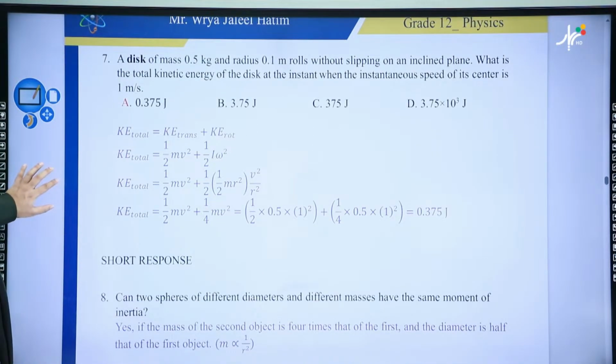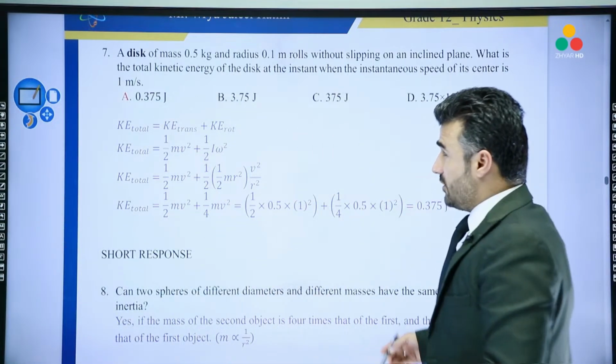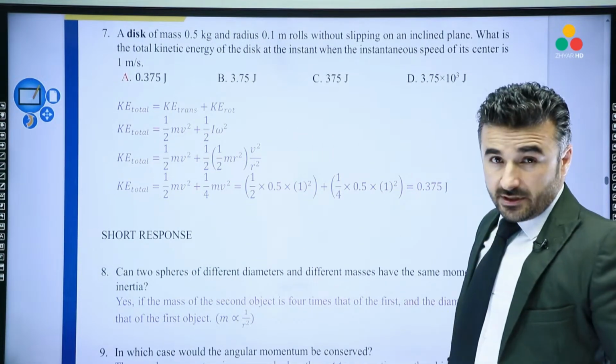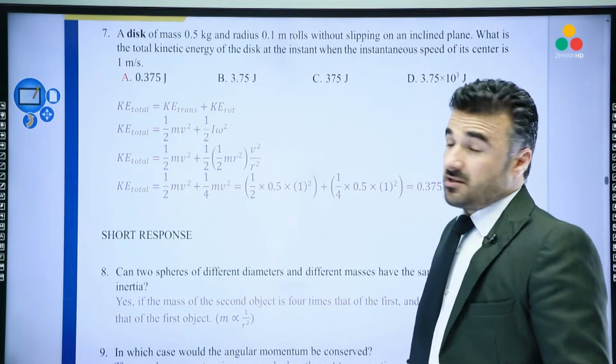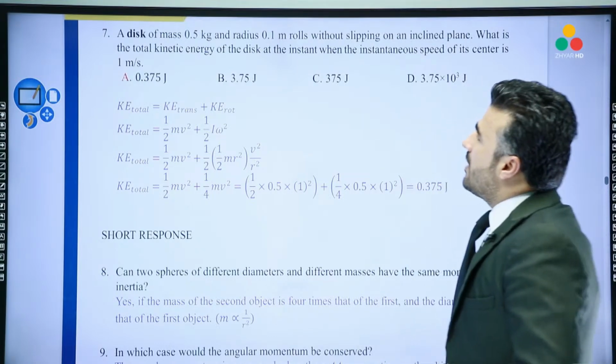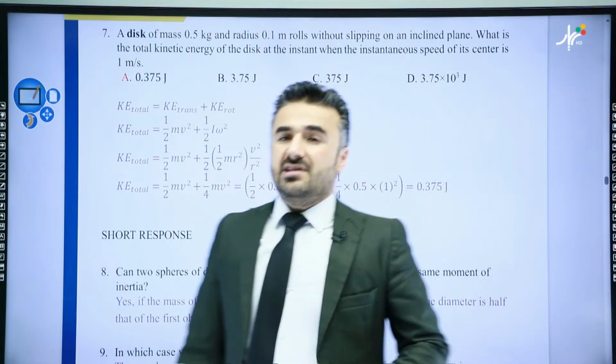All right, take a look at this one here. I like these sort of questions, so pay attention. Not very difficult, I want you to pay attention here. It says a disk of mass 0.5 kilogram and a radius of 0.1 rolls without slipping. Remember, we said without slipping.